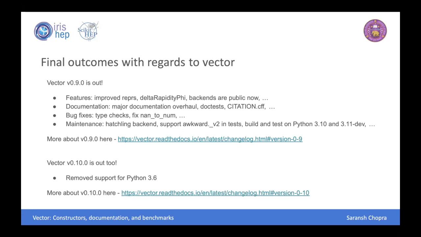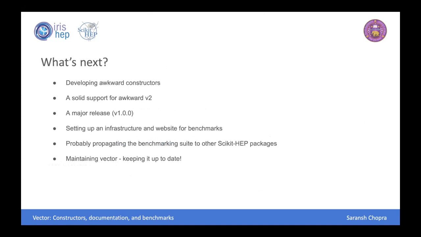The final outcomes with regard to this project were that vector v0.9 and v0.10 are out. So you can check them out on GitHub and PyPI. These are some of the features, bug fixes, and documentation fixes that they introduced. And we are planning on releasing vector v1.0.0, a major release with the constructors.